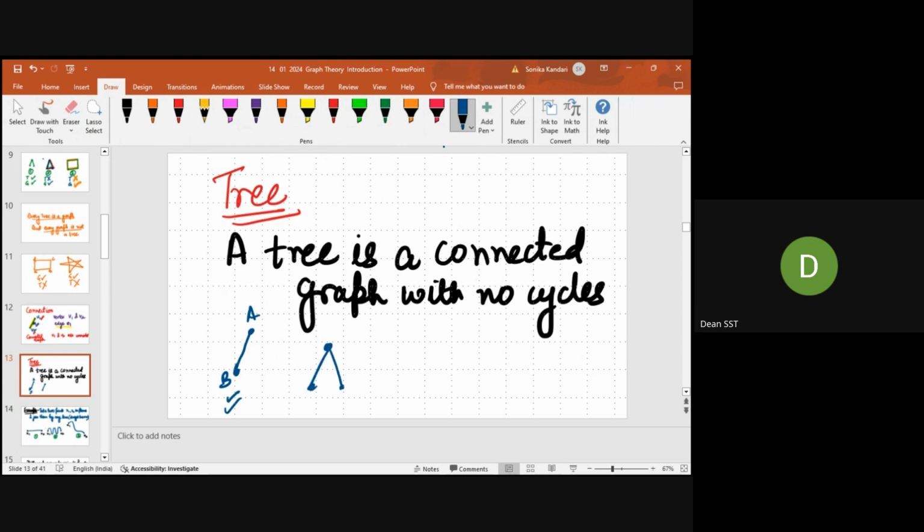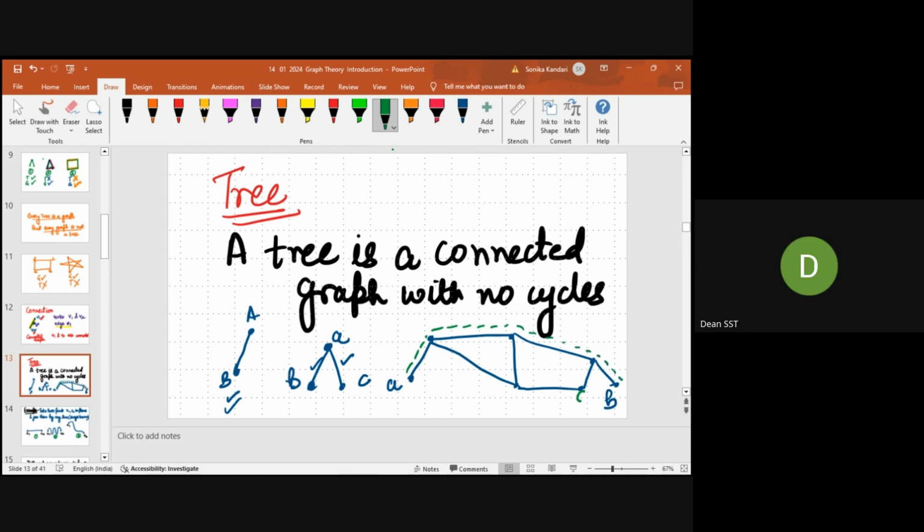See here, A, B, C. It is a connected graph. Connected graph means you can move from any vertex to any other vertex. See this graph. This is A and this is B, and I want to move from A to B. Is there a path from A to B? Yes. I want to move to C. Is there a path from A to C? Yes. I want to move to D. Is there any path from A to D?